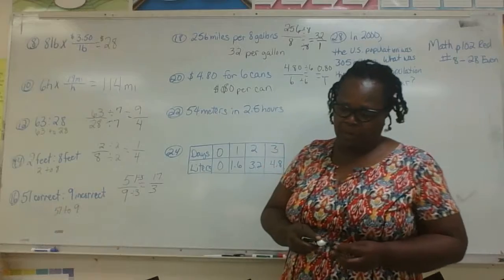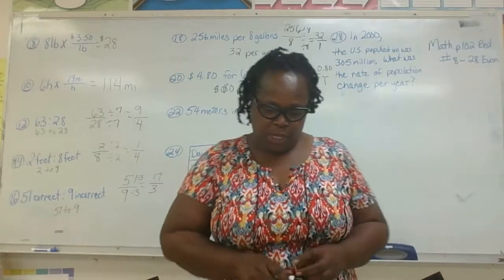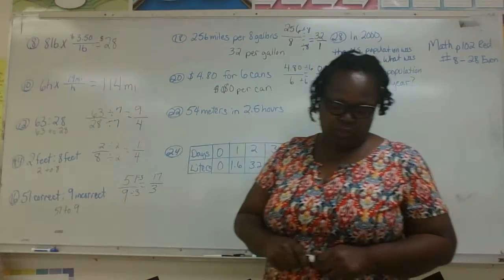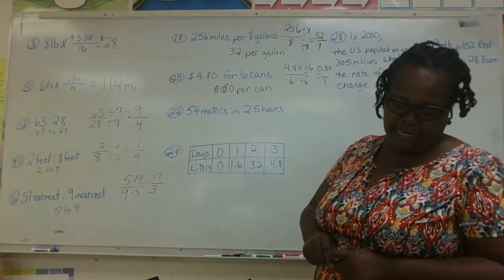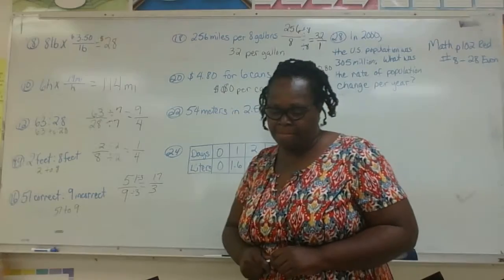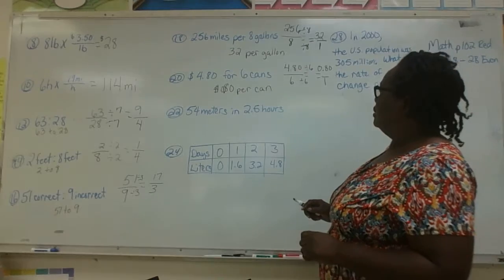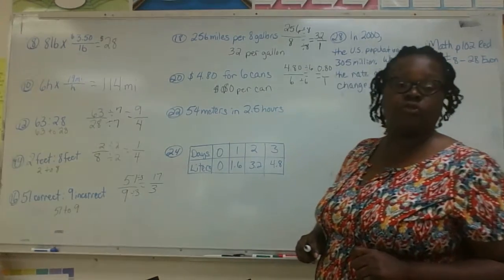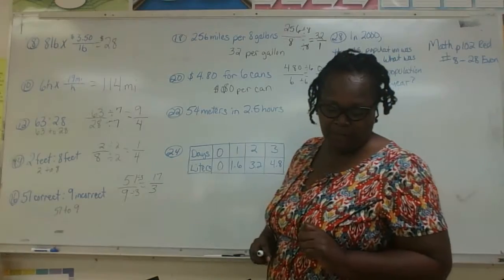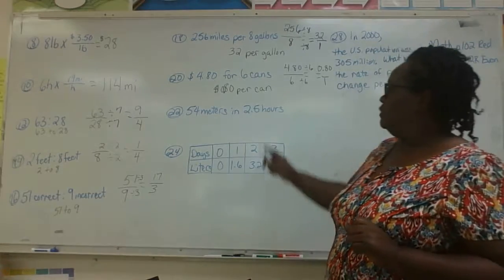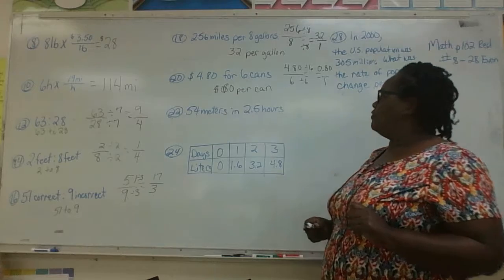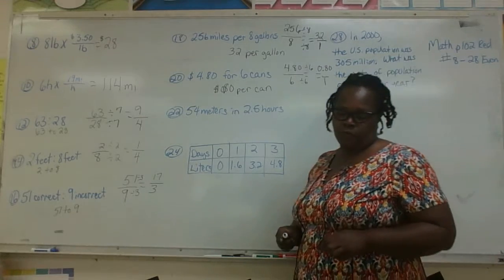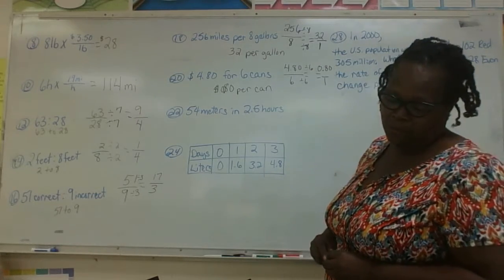Okay, now let's move forward to number 22. Number 22 reads 297 words in 5.5 minutes. Oh, I was reading 21. My mistake. 22: 54 meters in 2.5 hours.